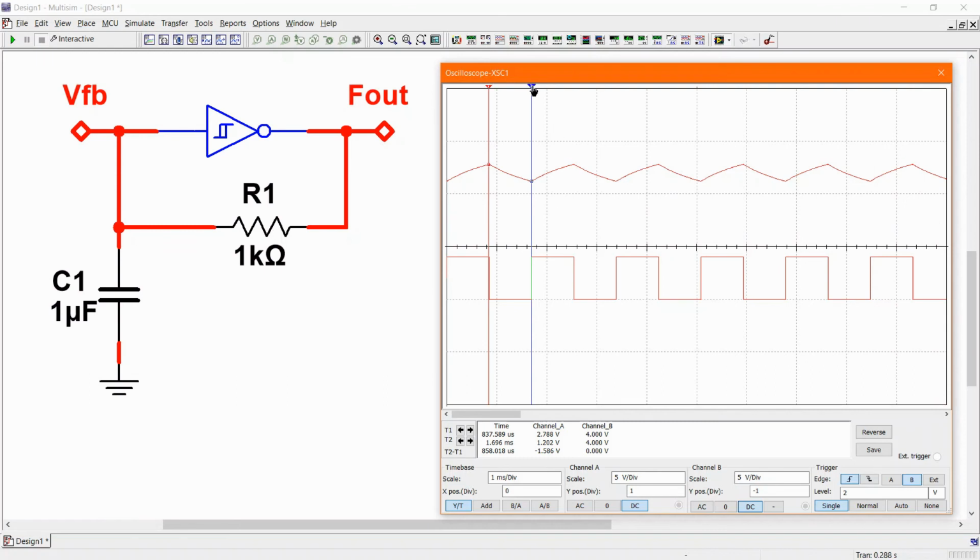And then the time for one full cycle. Here it goes down and then up, which is one full cycle. That is 837 microseconds, which is very close to what we calculated of 893 microseconds.